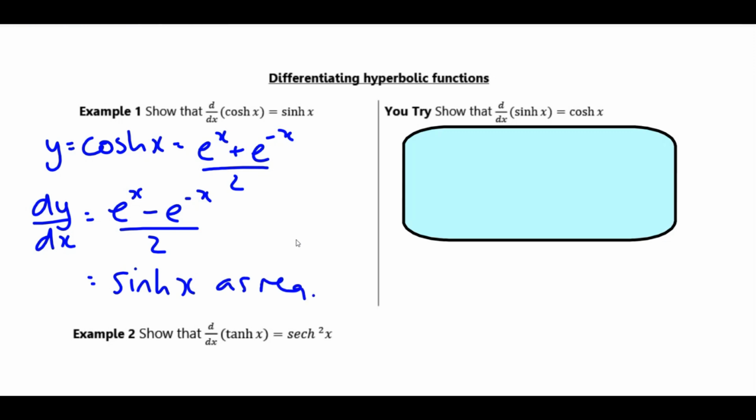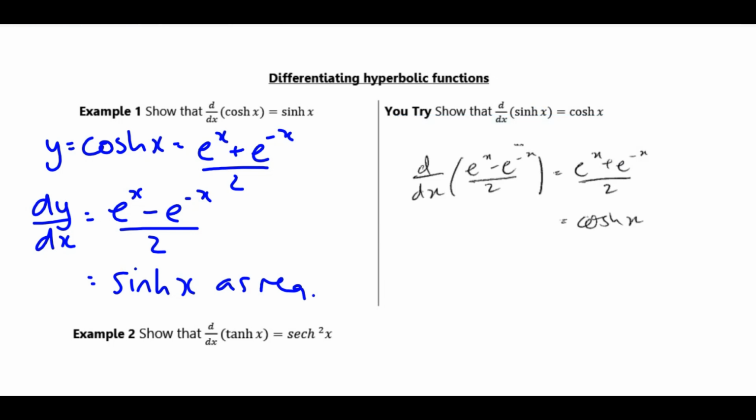Have a go at sinh x yourself. You can pause the video and then I'll reveal the answer. It does the same thing. So differentiating the minus e to the minus x goes to positive e to the minus x, which is just cosh x.